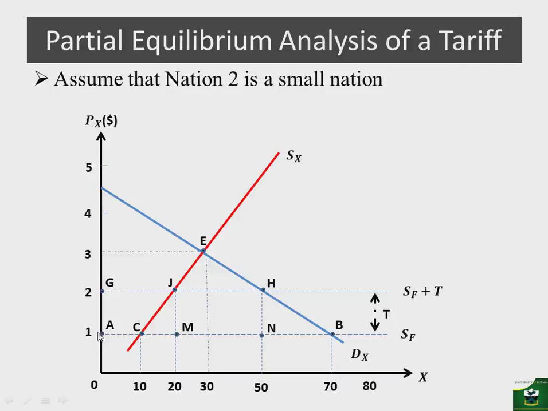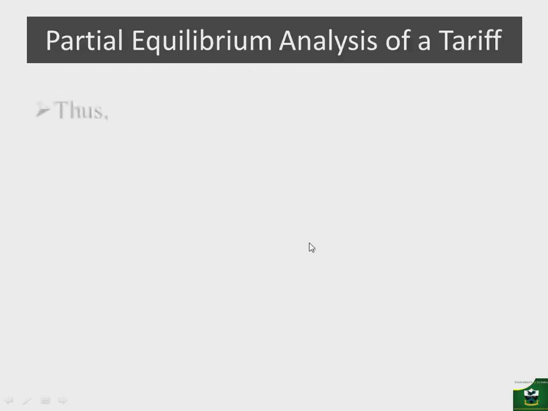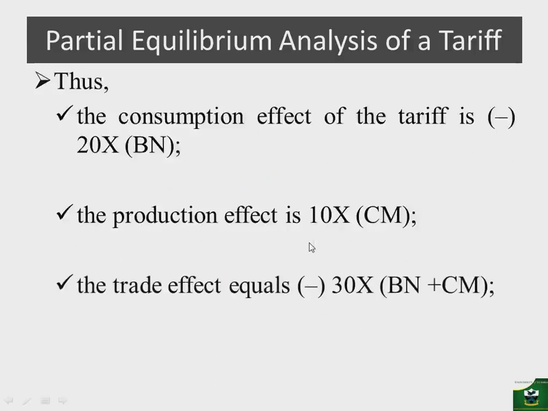So we were producing at 10 initially, but because of a tariff, production has increased all the way to J, which is 20. So the increase in domestic production is 20. We can also look at the other effect, which is the trade effect. In terms of the trade effect, we've lost 30.